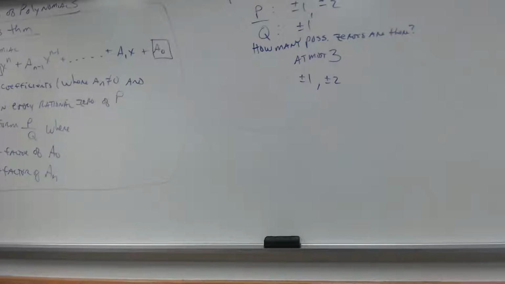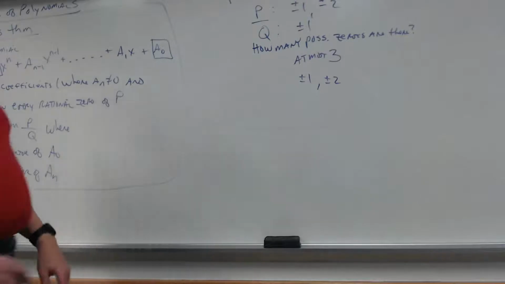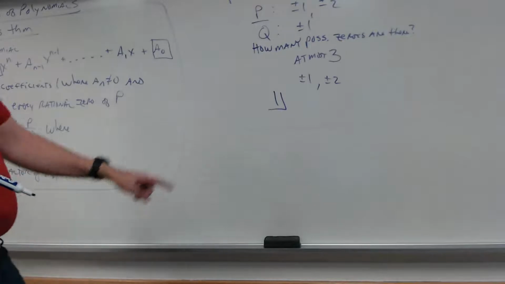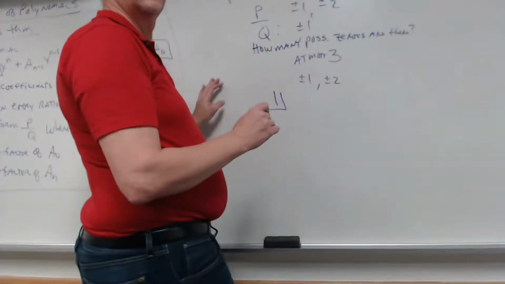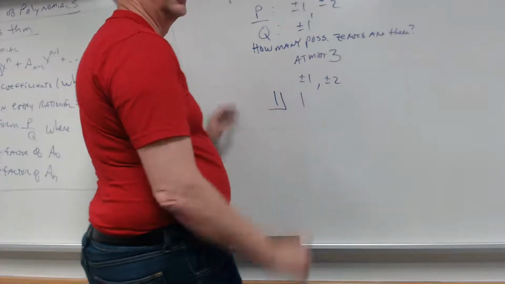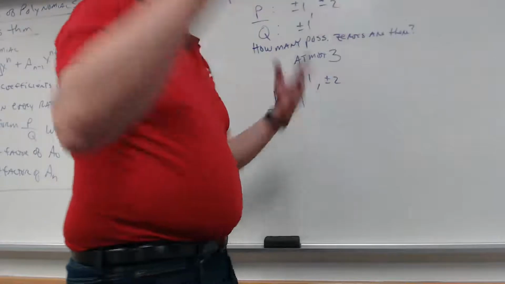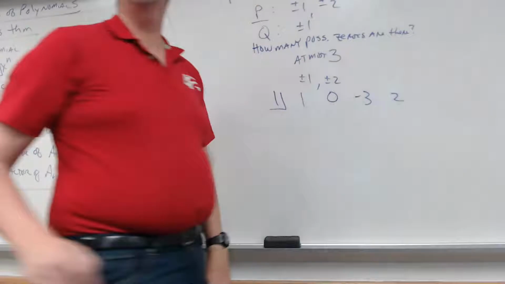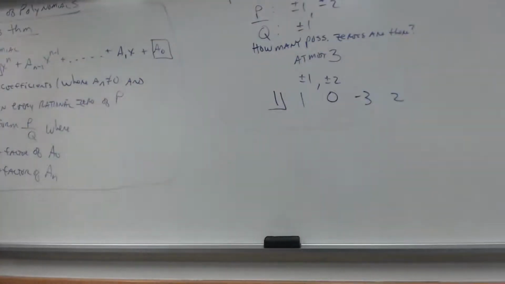Hallie, if you were going to guess, which one would you want to try first? 1 divided by 1, or 1. Yeah, let's go with positive 1. Okay? And so let's do some synthetic division here. What are my coefficients? 1, 0, -3, and 2, right? Don't forget the 0, okay? Y'all promised me you weren't going to forget that.